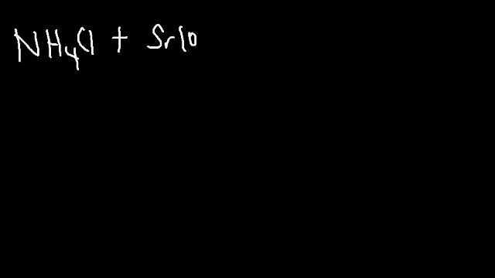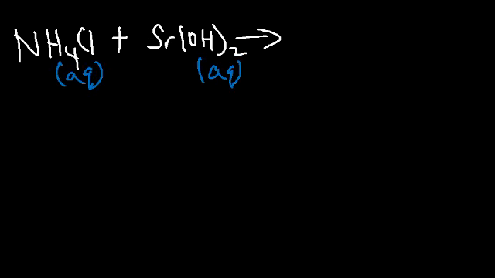So now let's go over another gas evolution reaction. So what's going to happen if ammonium chloride reacts with strontium hydroxide? So feel free to pause the video, predict the products, balance the equation, and then write the net ionic equation. So ammonium chloride, is that soluble or insoluble? Ammonium is always soluble, so this has to be aqueous. Hydroxides are generally insoluble, but strontium is a heavy group 2 metal, and hydroxides are soluble for heavy group 2 metals like strontium, barium, and calcium.